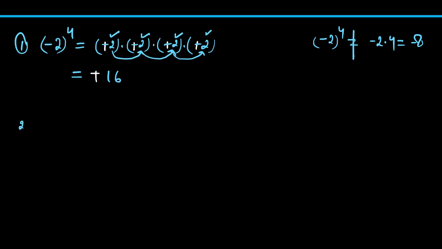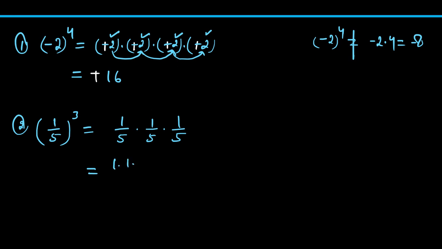Let's take another example. My second example is 1/5 power 3. So we can write it as 1/5 times 1/5 times 1/5. When you do that, you multiply across: multiply the numerators, and at the bottom you multiply all three denominators. We all know that 1 times 1 times 1 is 1, and 5 times 5 times 5 is 125. So that would be your answer when you evaluate 1/5 power 3.